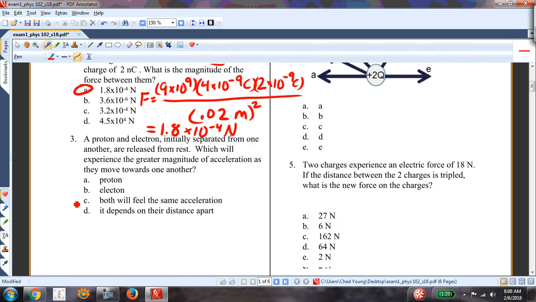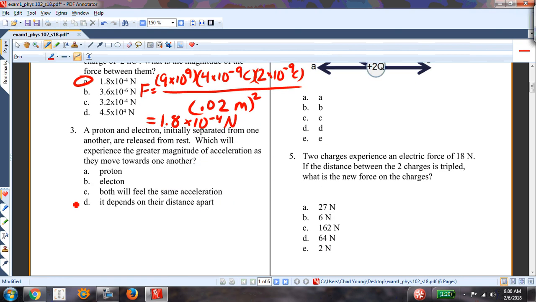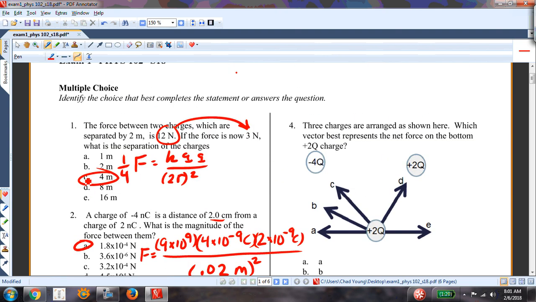So a proton and electron initially separated from one another are released from rest. Which will experience the greater magnitude of acceleration? Well, my proton and my electron experience the same force, but since F is equal to ma, the electron has a smaller mass, so it has a bigger acceleration, about 10,000 times the acceleration, because its mass is about 1/10,000th that of a proton.